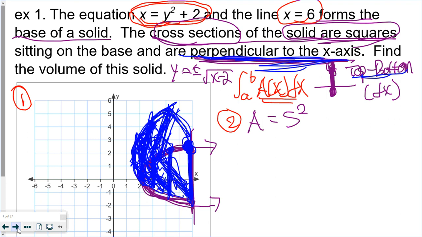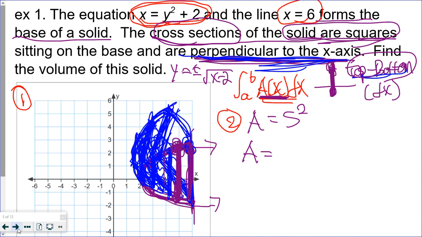Now, the idea is we want to turn this into an A of x equation so we can integrate it. So if I want to turn this into an A of x equation, I've got to get it in terms of x. Right now it's in terms of s. So if I want it in terms of x, then the side of my squares, going from top to bottom here, depends on where it's positioned on this function. So I told you it's going to be top minus bottom.